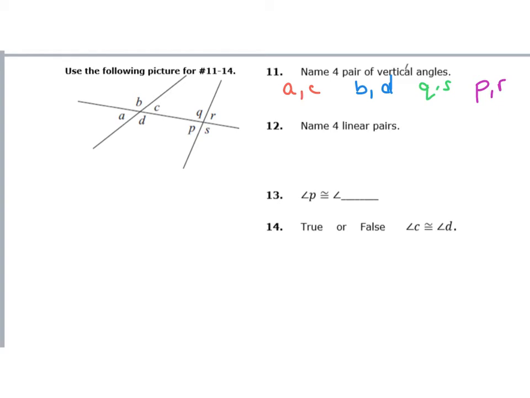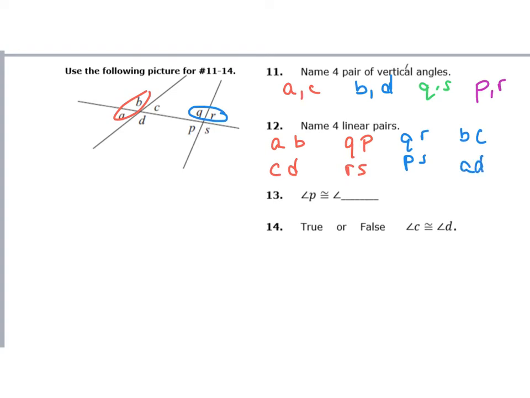Okay, and then I want to name 4 linear pairs. So linear pairs, remember, are going to be like right next to each other, like A and B, or C and D, or Q and P, or R and S. Okay, but remember, they could also be next to each other this way, like Q and R. I know we only had to name 4, but Q and R, or P and S, or B and C, or A and D. So there's really 8 sets of linear pairs.